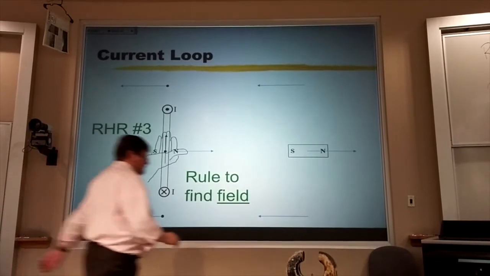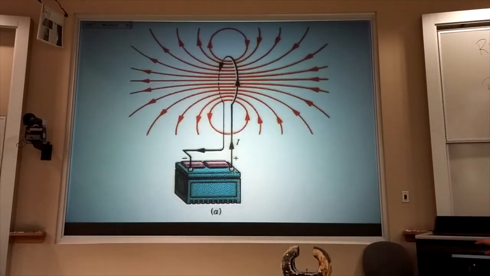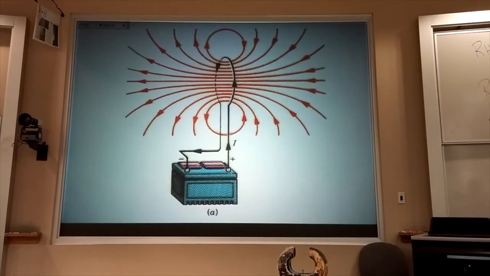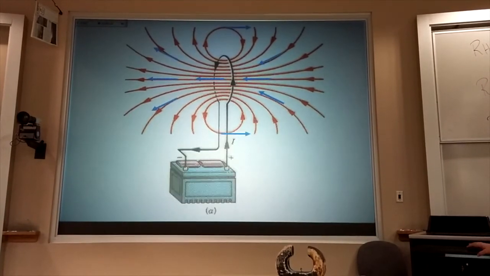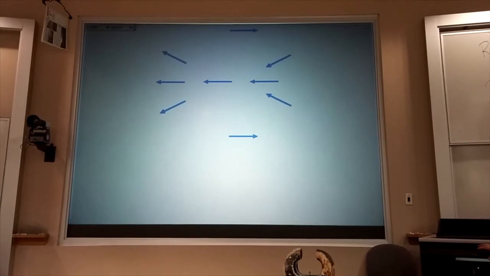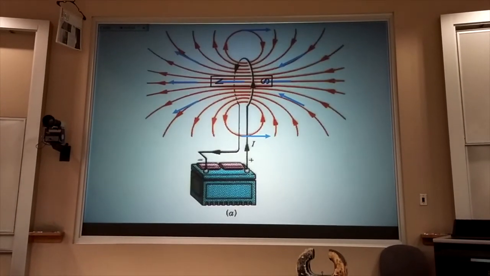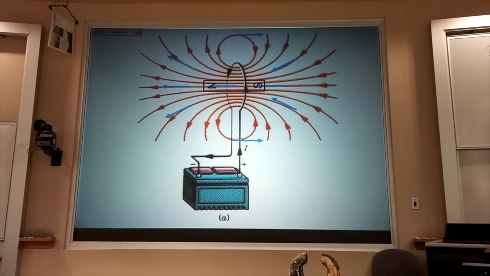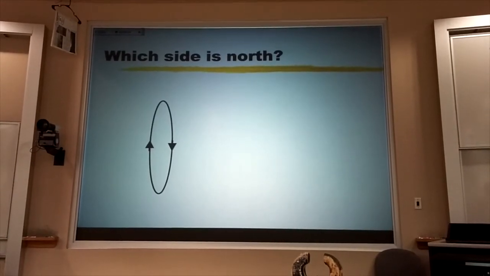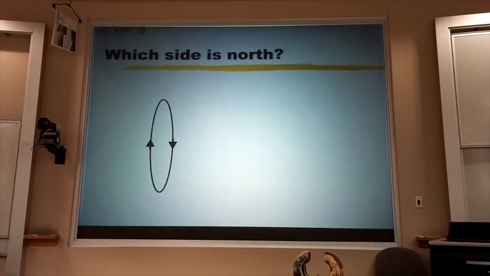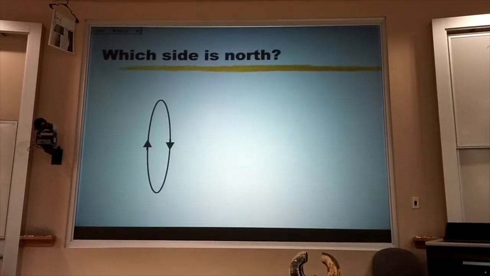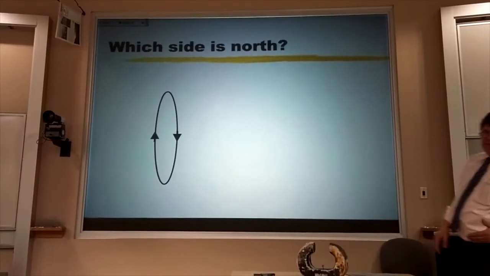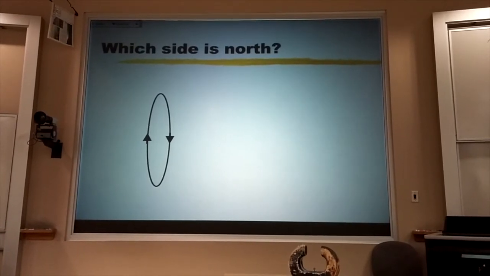Okay? Now, there's a current loop. Those are the field lines. They're coming out of the left of the loop and going into the right of the loop. Kind of like that. And those are the fields that we got when we had a bar magnet. And so we think of that current loop as a bar magnet. Now, which side of that loop is north? It's kind of hard to tell, isn't it? Kind of depends on which one of those arrows is closer to you. And that's why I'm going to try to avoid that notation.